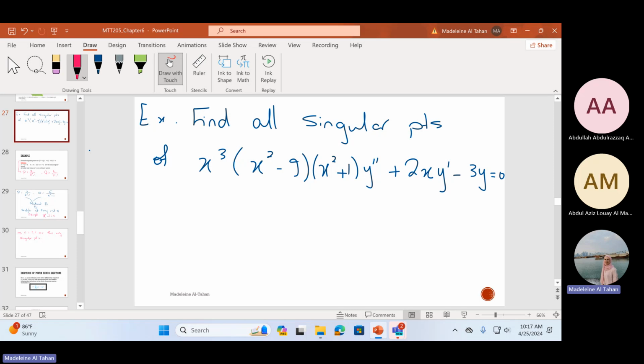Please first identify your P, your Q, and then check the differentiability and whether it's analytic or not.